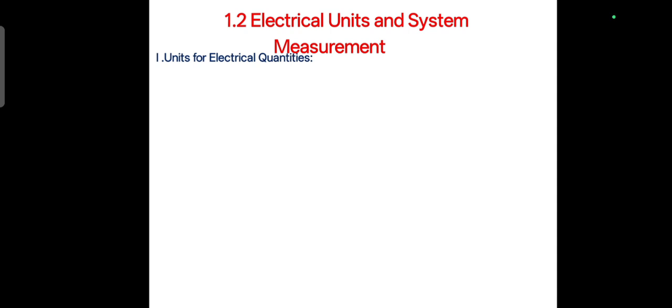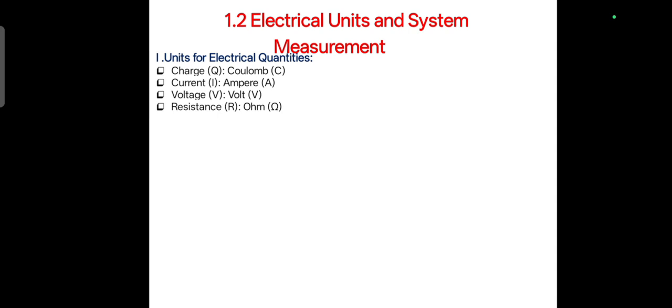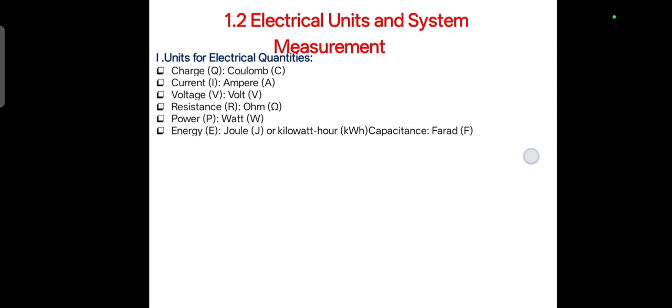Okay, so let's recall first, that is the charge, which is denoted by Q, having the unit coulomb, which is denoted by capital C. Second one is the current, having the unit ampere, which is denoted by capital A. Then voltage, having the unit volt, which is denoted by capital V. Then resistance having the unit ohm. Next, power is having the unit watt. Then energy is having the unit joule, which is denoted by J, or kilowatt hour.